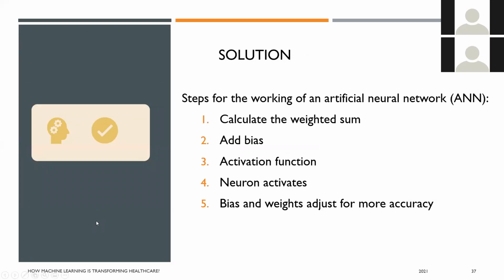So the ordered steps are: calculate the weighted sum, add bias, then feed this result to the activation function. Then the neuron activates, and bias and weights are adjusted for more accuracy. This is the last step.